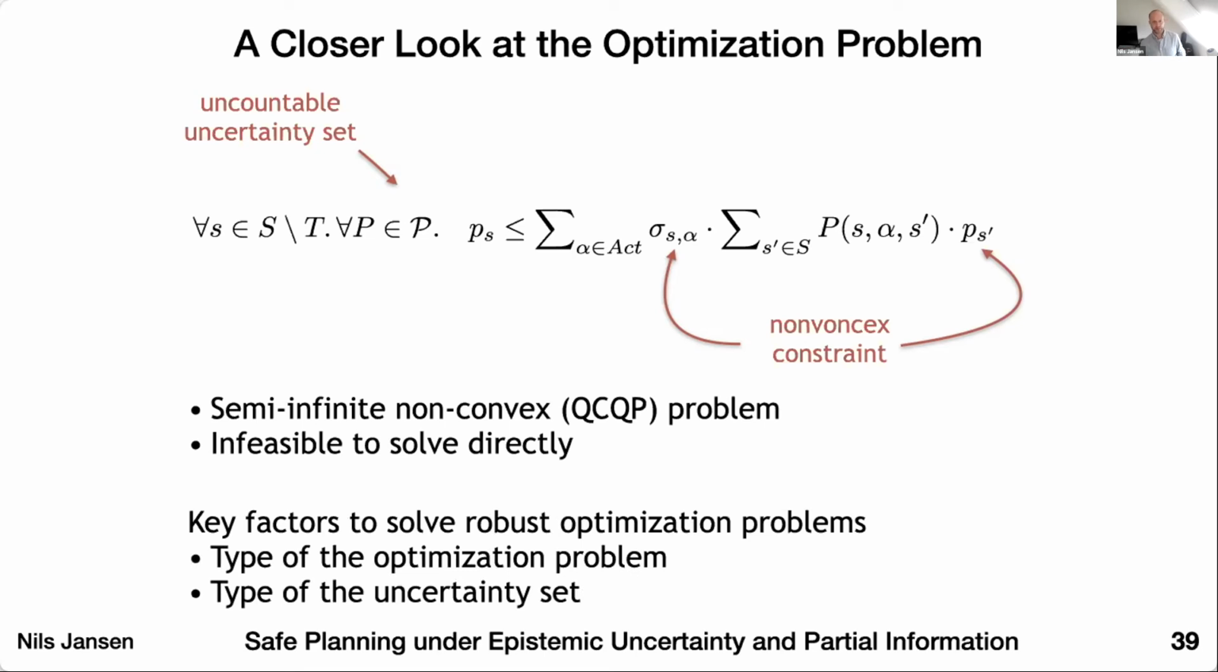So the key factors that we observed to solve these robust optimization problems are the type of the optimization problem and the type of the uncertainty set, right? So we need to do something about this and something about this. These are two things that we need to attack to be able to solve this problem.